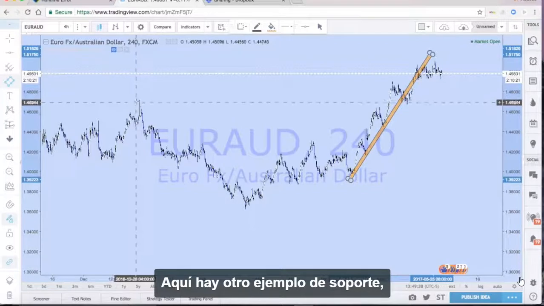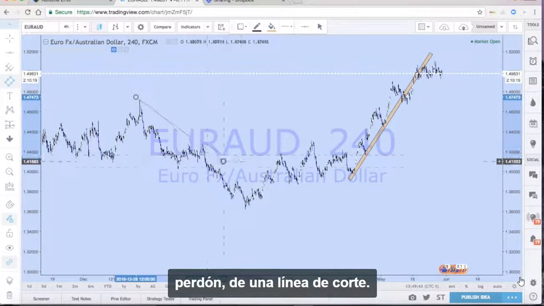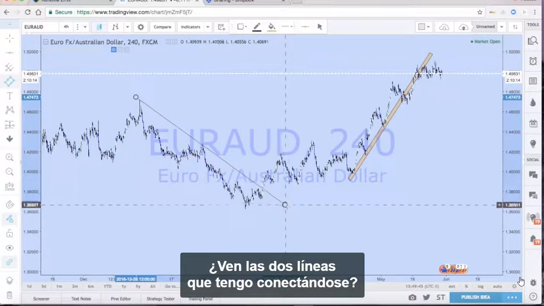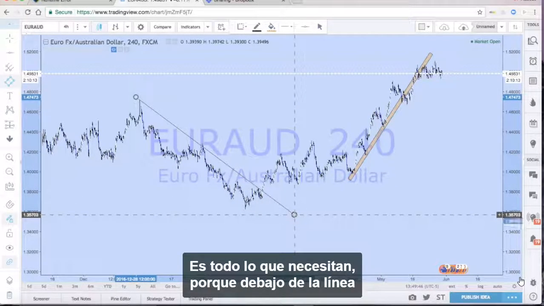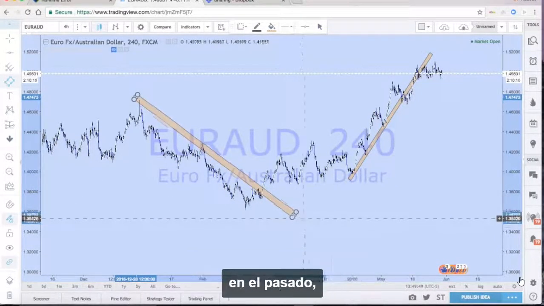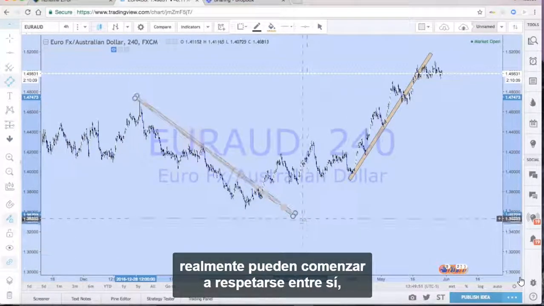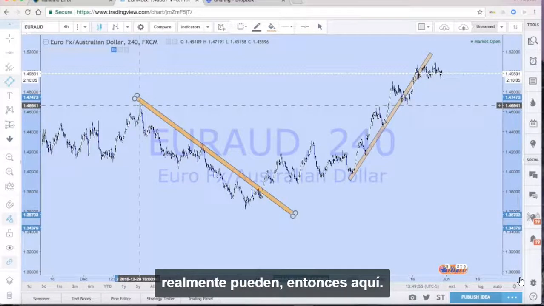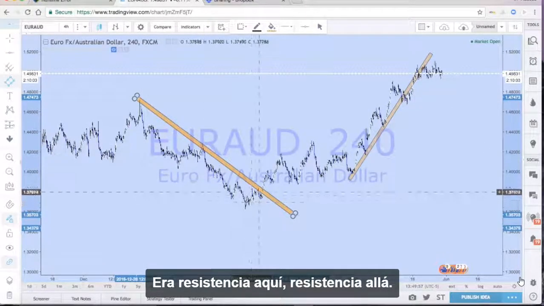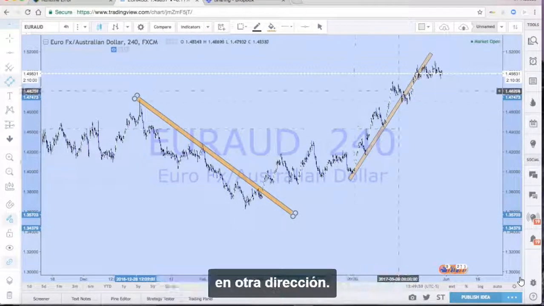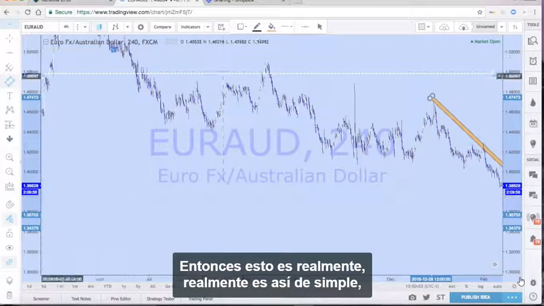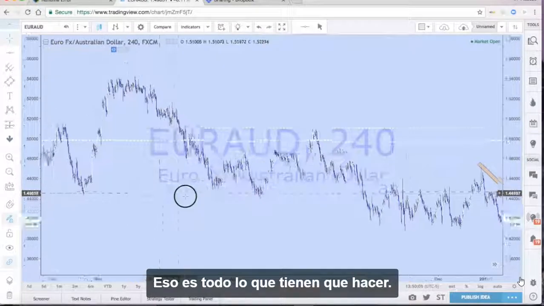Here's another example of a trend line. See, you just need 2 lines to connect. You see the 2 lines that I have connecting? That's all you need. Because down the line in the past, they can start to really respect each other. They really can. So right here, it was resistance here, resistance there. It broke through and look, it totally went another direction. All right. So it really is that simple. That's all you have to do.